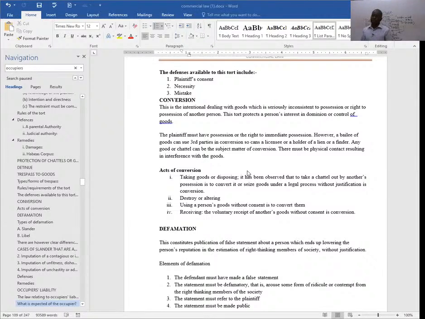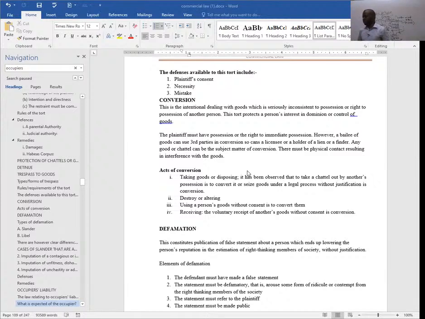So what are the elements or key characteristics? Number one, the defendant must have made a false statement. That should be very key. The statement that was made should be false, not factual, because if it is factual, then that is not defamation. So the statement I made about Anne should be false, so that she can accuse me of defamation.